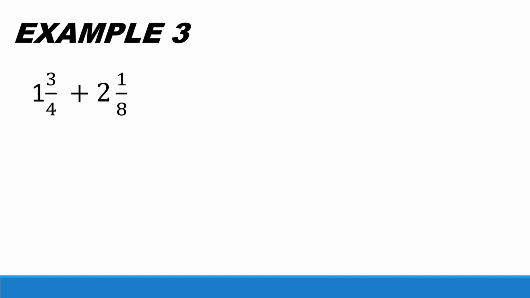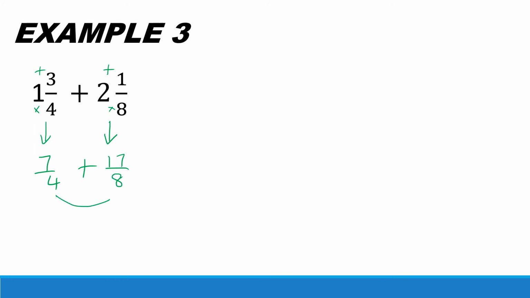Example 3: 1 and 3 over 4 plus 2 and 1 over 8. So we're going to convert the mixed numbers. I'm going to use a different color here. Again, remember we multiply the whole by the denominator plus the numerator. Same here, plus the numerator. 1 times 4 is 4, plus 3 is 7. So 7 over 4 plus, 8 times 2 is 16, and 1 is 17 over 8.